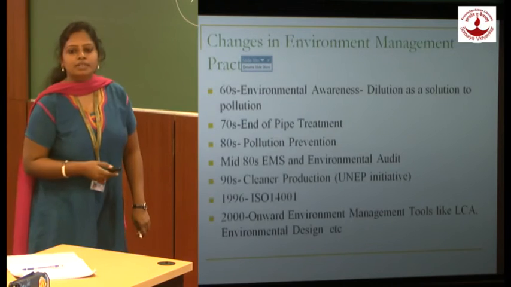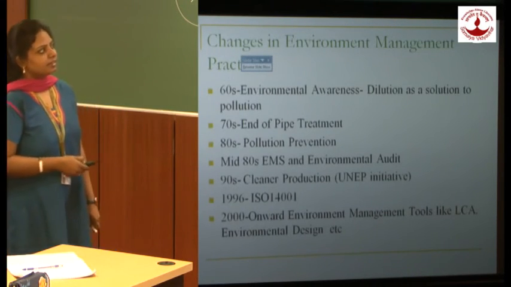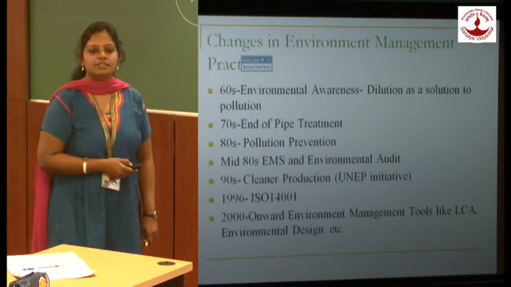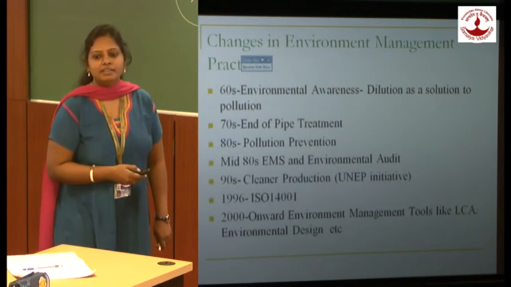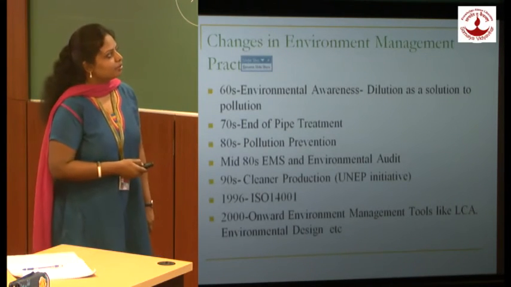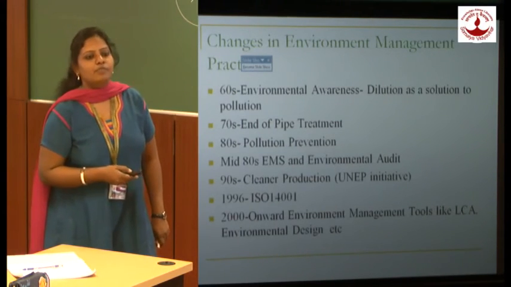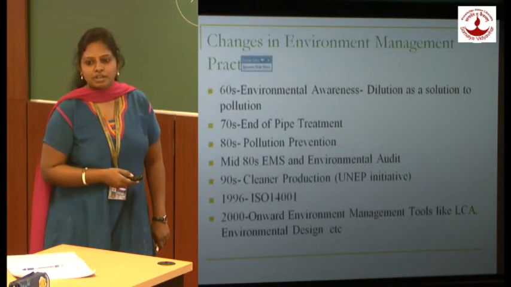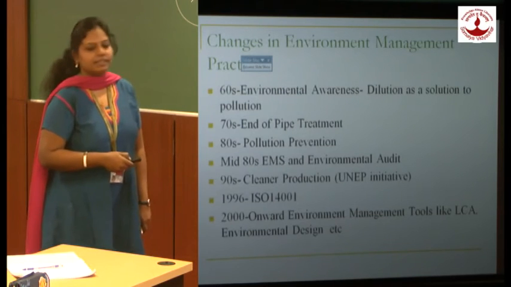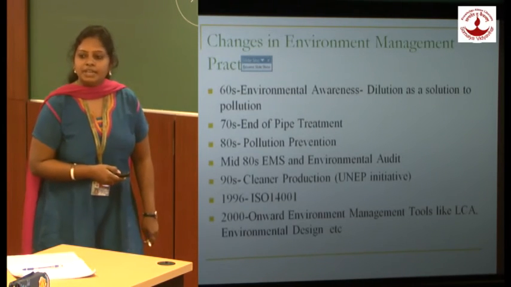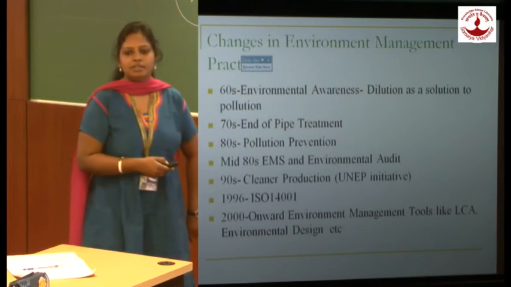So we look at some of the environment management practices. In the 60s, we had this impression that dilution is the solution to pollution. But that was not the correct concept. Then we came to end-of-the-pipe treatment in the 70s, where we started constructing effluent treatment plants and air pollution control equipment. And then in the 80s and 90s, we had pollution prevention and cleaner production methods, which put less burden on the environment.